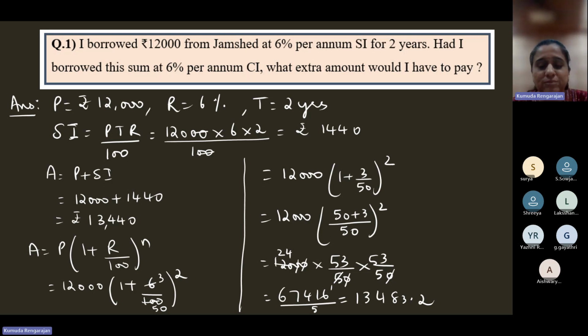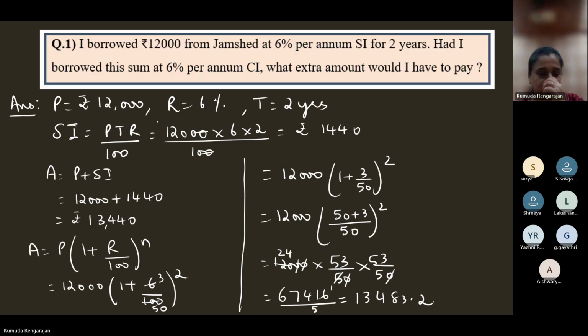So 13,483.2 has 12,000 in it, the principal money, and that extra portion is the compound interest. So this is the money due. 13,483.2 is the money due at the end of 2 years under compound interest. Now, what is the question? What extra amount would I have to pay? So the difference in the amounts, or if you found the interest, you can find the difference in the interest. See, the difference in the two interests, that is CI minus SI, or the difference in the two amounts will give you the extra amount you have to pay.